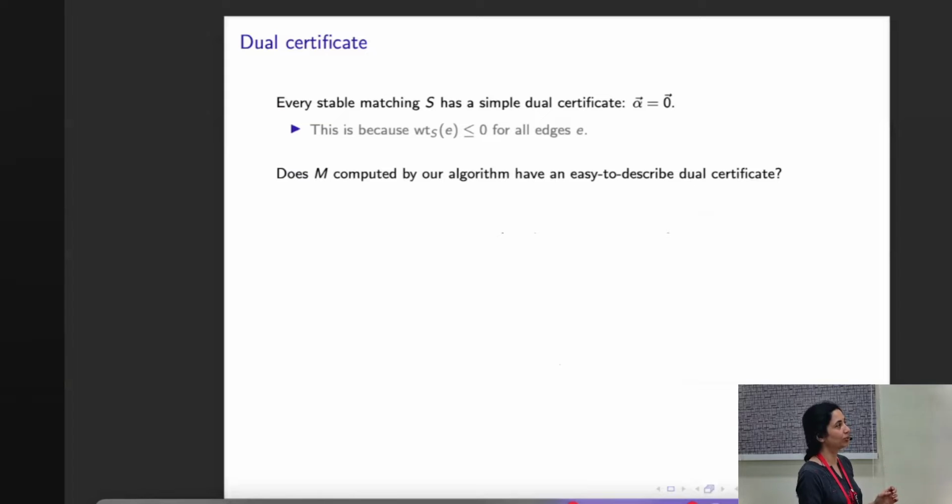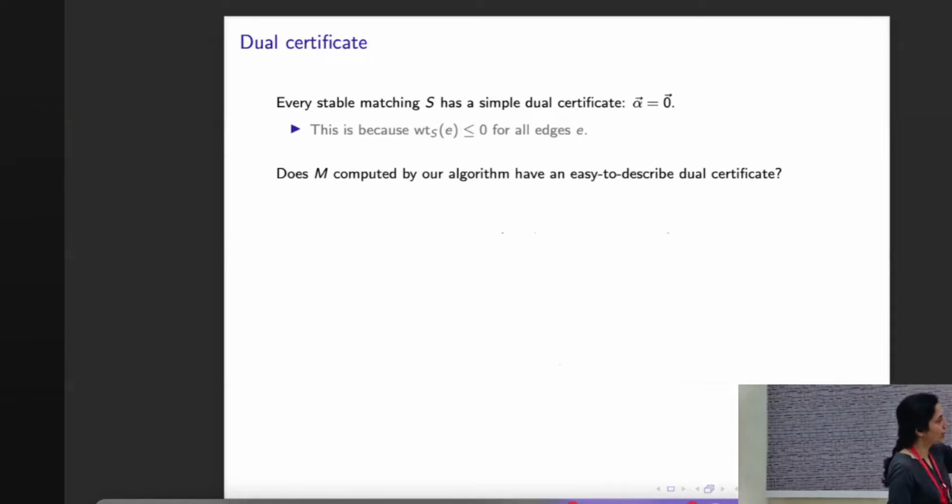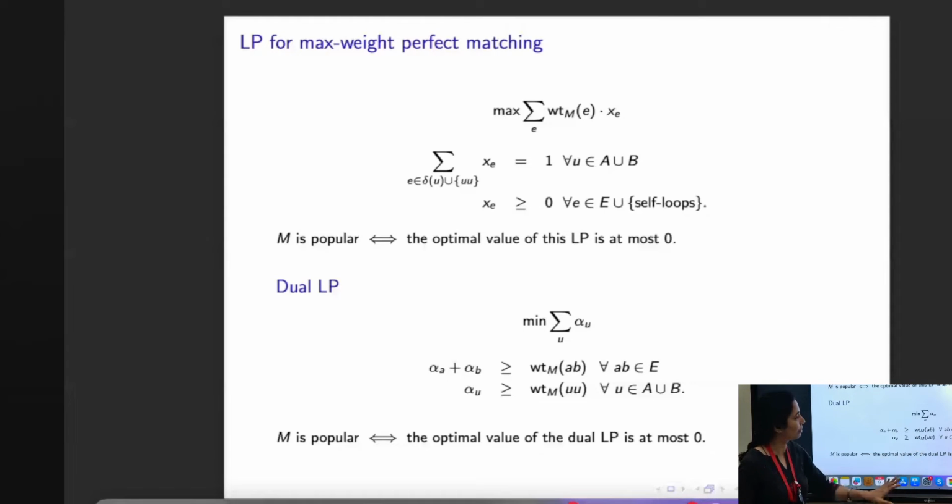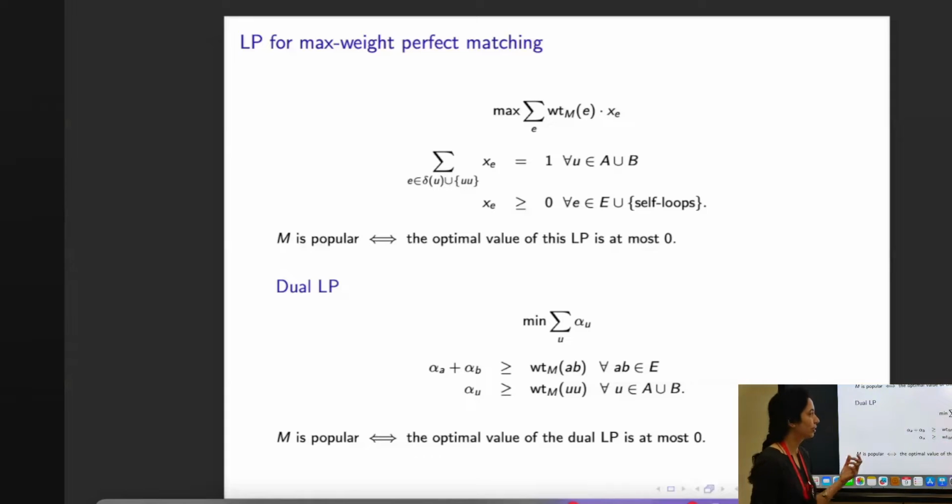Take every alpha u to be equal to 0, then every edge is covered. So, is this argument okay? This is one proof, a different proof from what we saw, that every stable matching is popular. If you write this dual LP for any stable matching and take each alpha to be 0, in fact all the constraints are satisfied because every edge weight is either 0 or minus 2. So, 0 plus 0 is greater than 0 or minus 2 is perfectly fine, and every self loop has weight 0 or minus 1. So, 0 greater than or equal to 0, 0 at least minus 1, both are satisfied, and the sum of all these 0 values is 0.